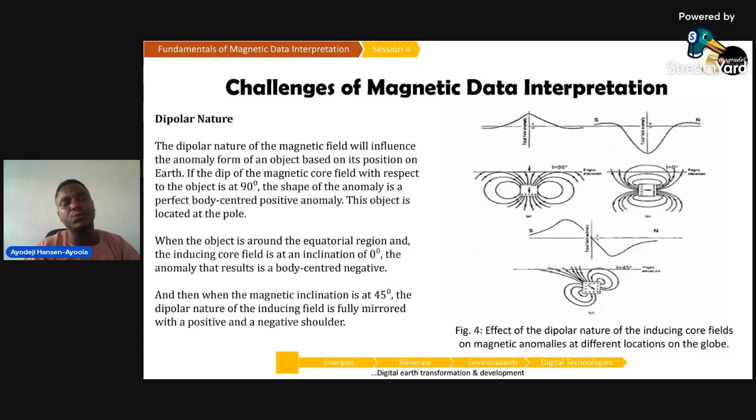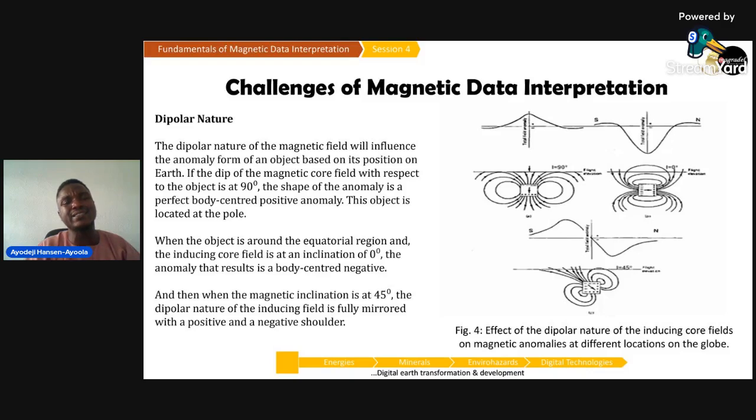Say, for example, you are located at the pole of the earth. The type of anomaly you get will be a body-centered positive anomaly, because the inclination at this position is 90 degrees. And so some things have already been said about the reduction to pole filter.